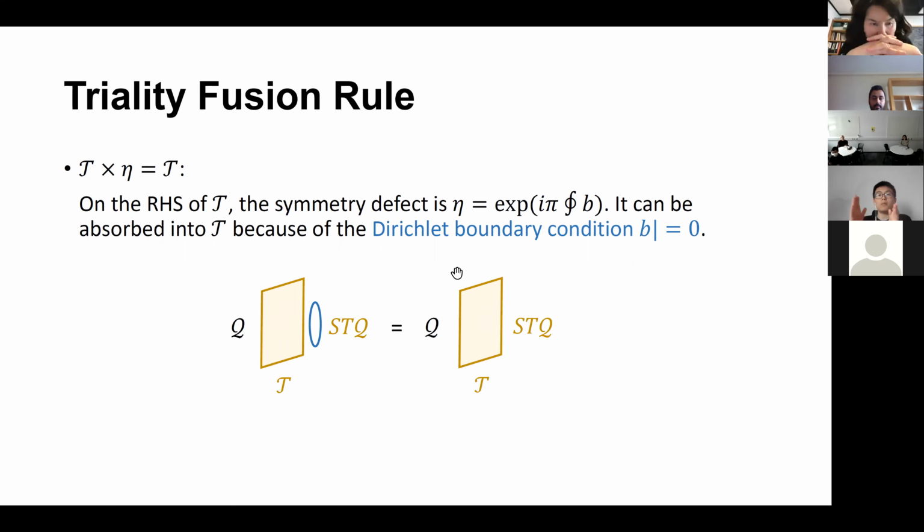And now I'm going to push the symmetry defects to the triality defect. When I do that, notice that I impose the Dirichlet boundary condition, B equals to 0 on the triality defect. And because of this boundary condition, when I do this fusion, the symmetry defect will just be set to trivial or set to identity. So that means that when I fuse triality defects with a symmetry defect, I'll just get triality defect back.